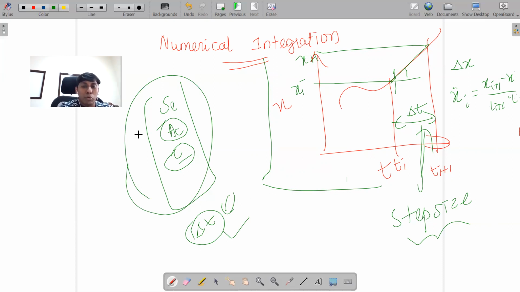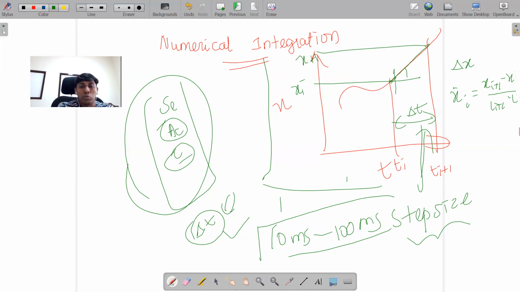Right now, we are taking the more general case, which varies from 10 milliseconds to 100 milliseconds. It's very common. Very rarely do people go to 1 millisecond, but mostly a robotic system will vary from 10 milliseconds to 100 milliseconds. That's all. Okay.